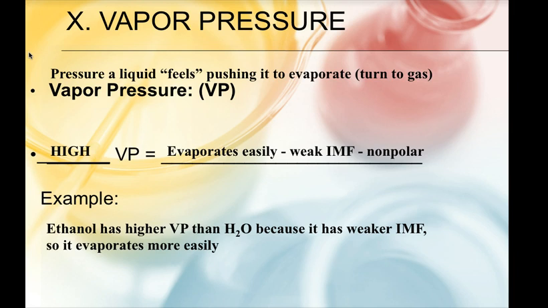So if you compare ethanol, which is an alcohol, to water, ethanol evaporates very easily. It has a high vapor pressure, and that's because alcohols in general, like ethanol, tend to be nonpolar, so they have weak intermolecular forces. Water, on the other hand, is a polar molecule. Remember, it's a dipole. It has stronger intermolecular forces, so it evaporates more slowly.